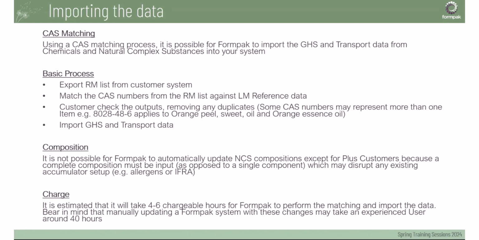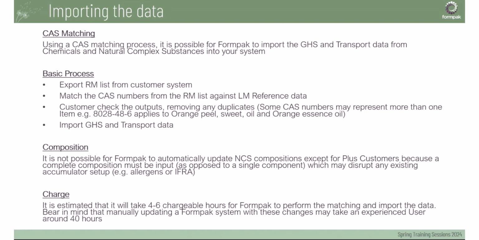your system. So the basic process is that we would export a raw material list from the user system. We would match the CAS numbers of those raw materials against the CAS numbers in the labelling manual reference data that we're creating. Then we check that the outputs of the matching look sensible and remove any duplicates.